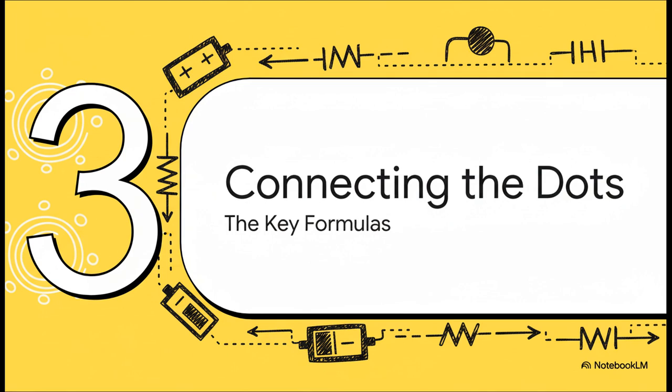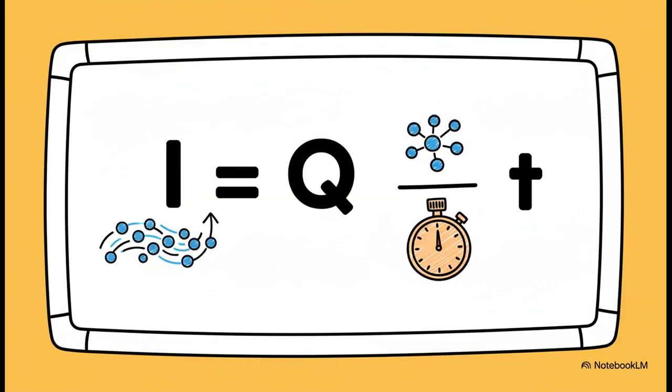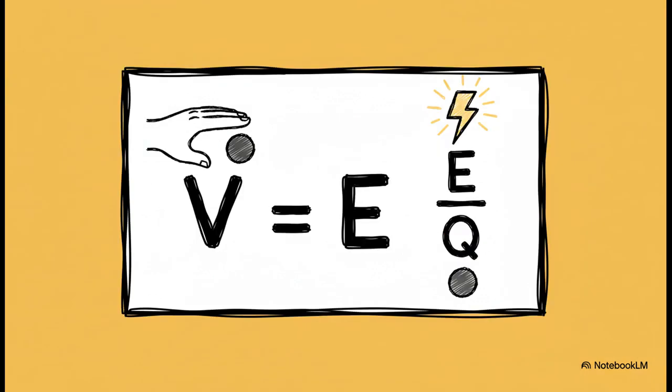So these three, charge, current, and voltage, they aren't just concepts floating around. They're all connected by some really simple, really important formulas. And these are the formulas you're absolutely going to need for your exams. The first big formula you need to know connects current and charge. It's simple. Current, I, is just the amount of charge, Q, that flows, divided by the time, T, it took to flow. So if you have 1 coulomb of charge passing a point in 1 second, congratulations, you've got a current of 1 amp.